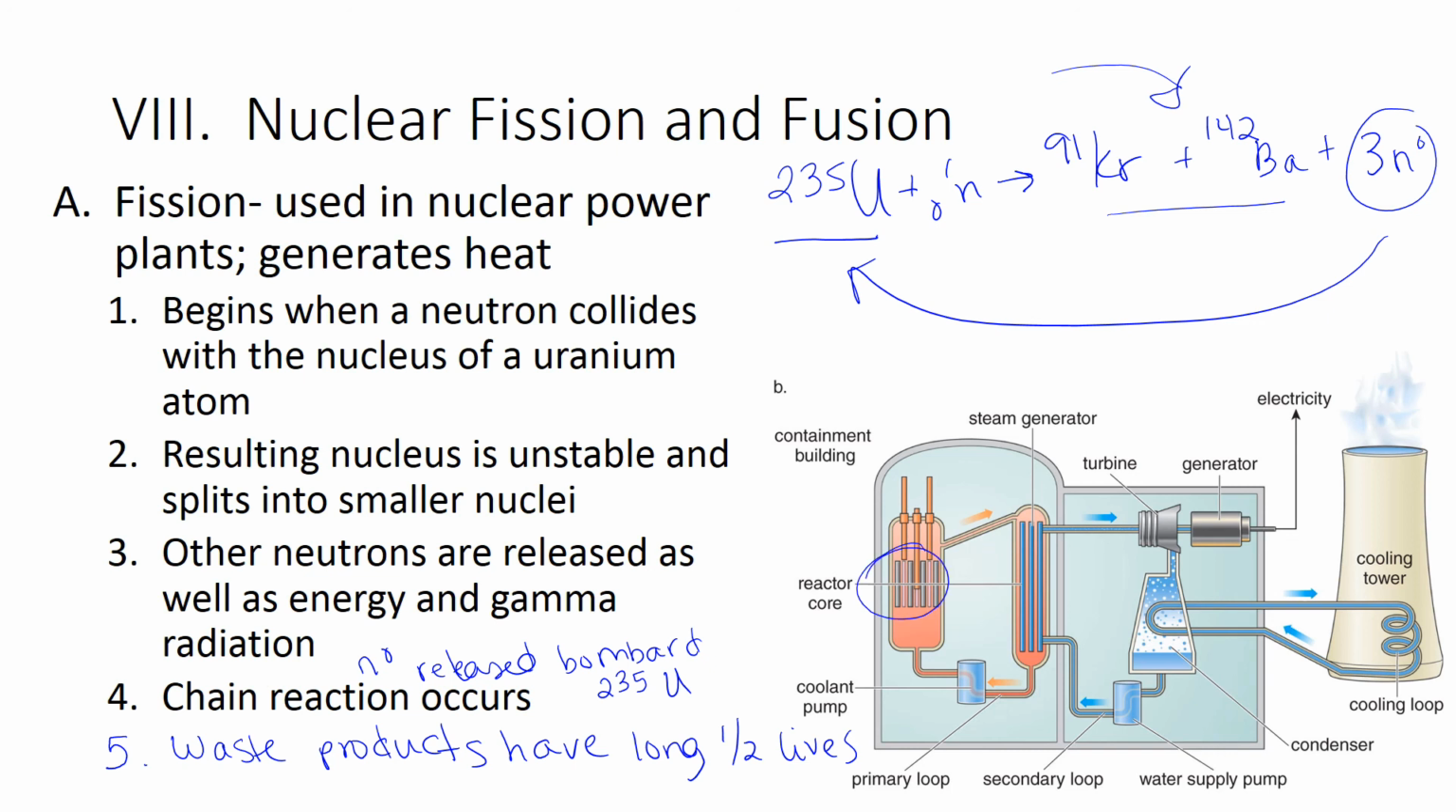So here's your reactor where your reactions are occurring. That energy is being used to heat water. The steam will turn a turbine, creating electricity, and then we have a condensing tube where that gas gets turned back into liquid and cools. That's essentially how we get electricity from nuclear fission.